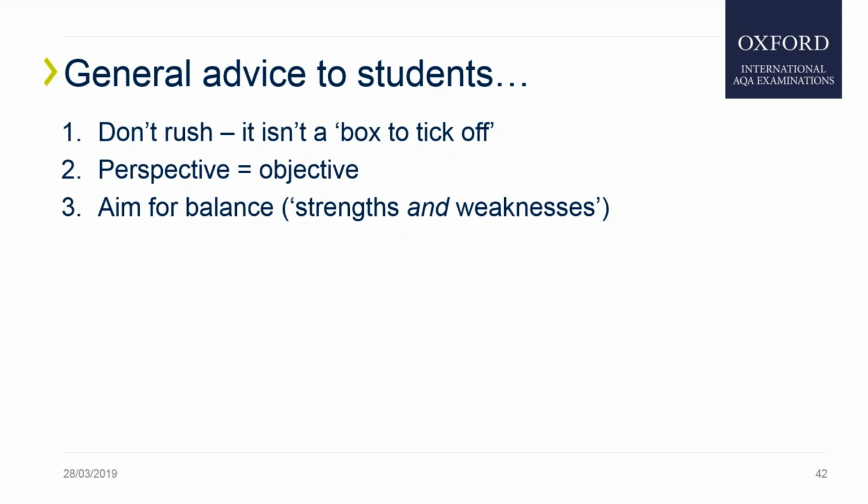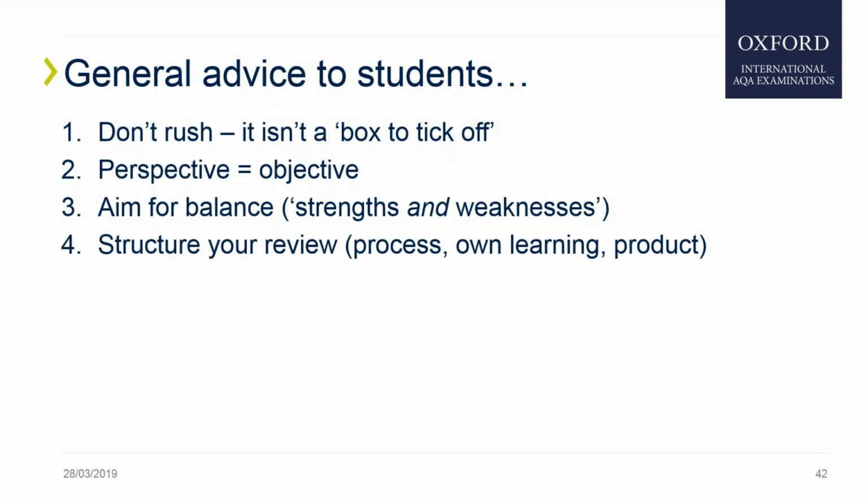Balance is crucial. So strengths and weaknesses need to be included. Now, some students don't talk about any weaknesses at all. Others will be too negative and only talk about weaknesses. Students need to be talking about both. No project is perfect. There's always things that students or any of us could do better. So make sure the students are including both aspects.